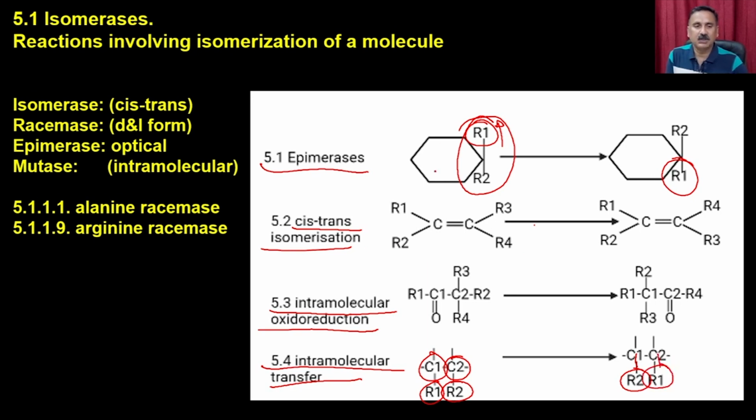So that's how it catalyzes different types of reactions, like cis-trans isomerizations, D/L racemizations, or epimerizations like optical rearrangement, or sometimes intramolecular rearrangement. That enzyme is called the mutases.